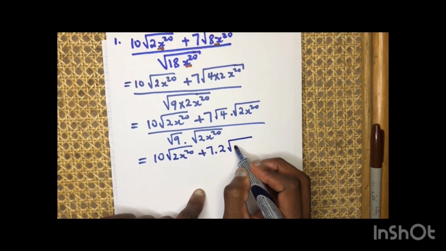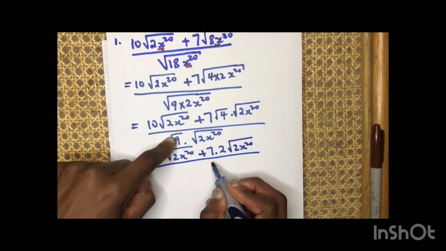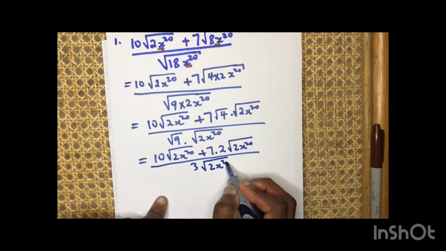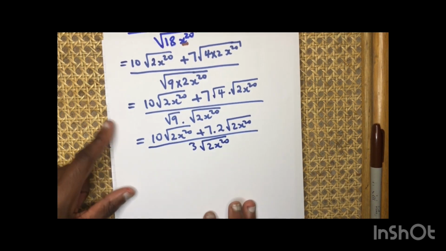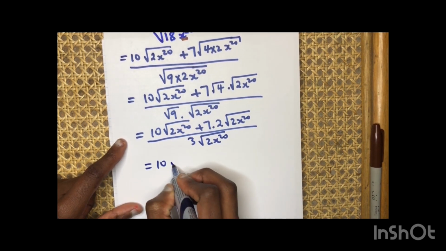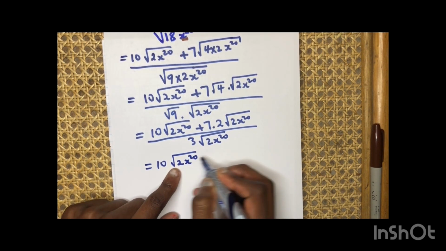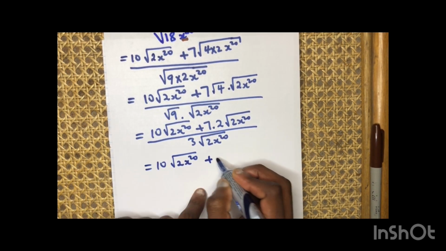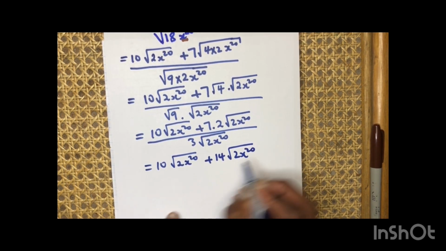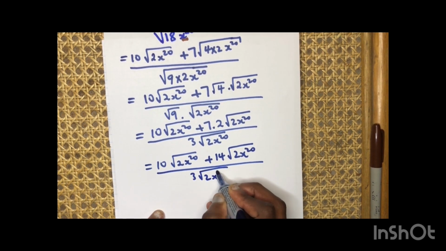Then we have inside 2x to the power 20 over, then root 9 gives us 3 root 2x to the power 20. So guys, you know that we can simplify the numerator, which will give us 10 root 2x to the power 20 plus, then 7 times 2 will give us 14 root 2x to the power 20 over 3 root 2x to the power 20.